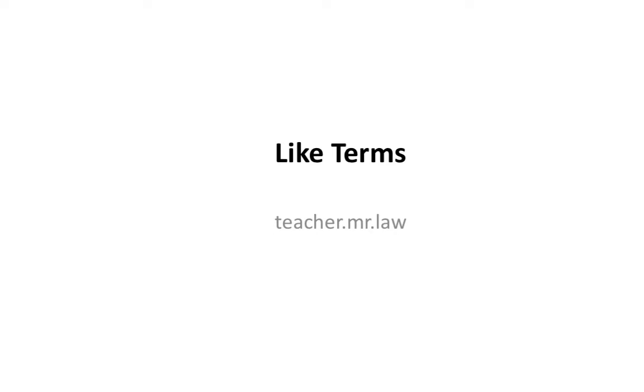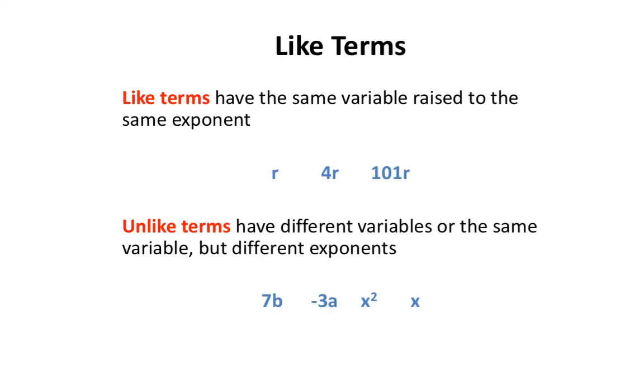In today's lesson, we'll be learning about like terms. Like terms have the same variable raised to the same exponent. We have three like terms, r, 4r, and 101r. These three terms are considered like terms because they have the same variable of r raised to the same exponent.